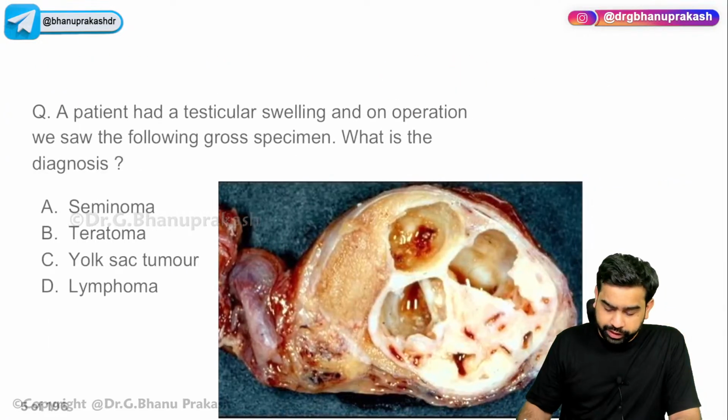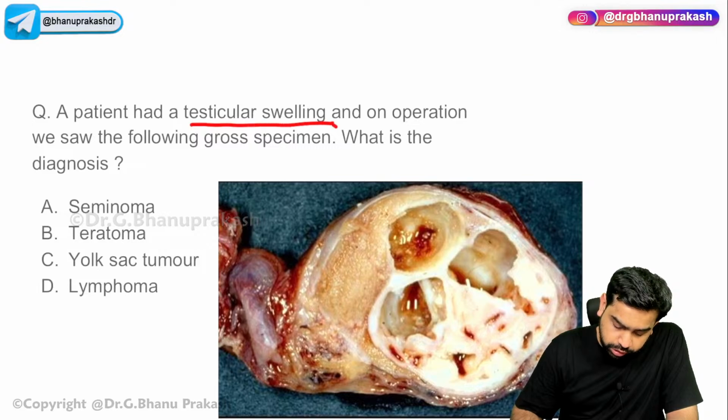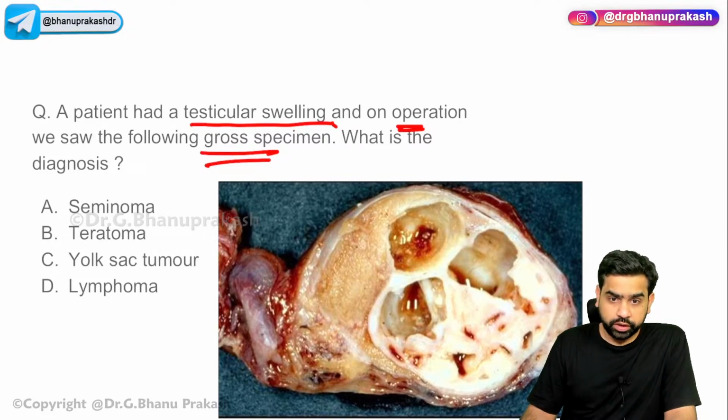Now let's move on to the next question. There's a patient with a testicular swelling, and on operation this is the gross specimen of this patient. What is the diagnosis over here? Can you please help me? What is this pathological specimen? Is it a seminoma, teratoma, yolk sac tumor, or lymphoma? What is the answer?